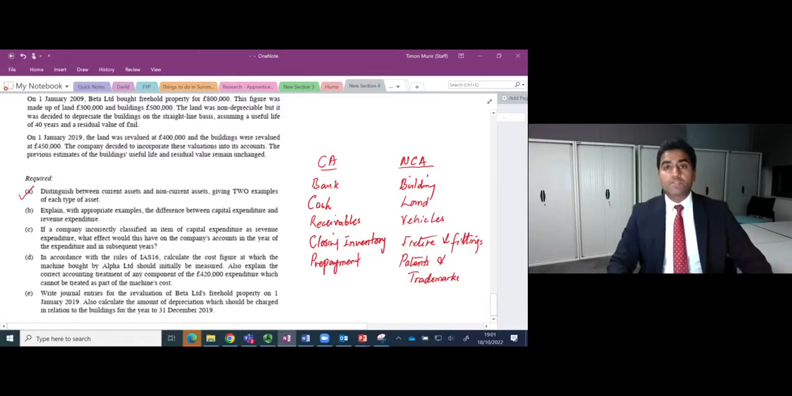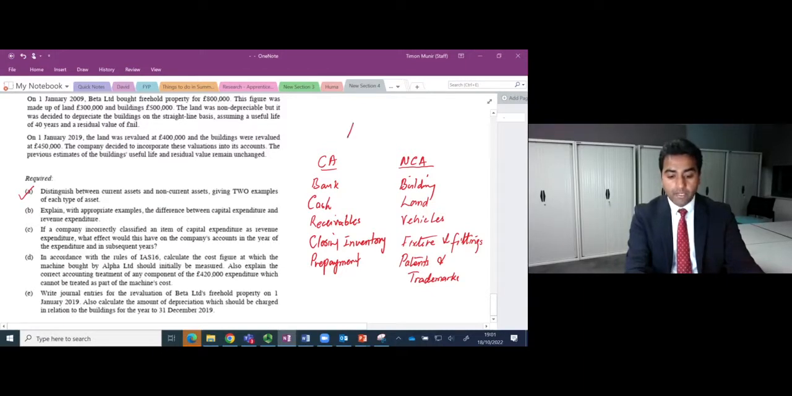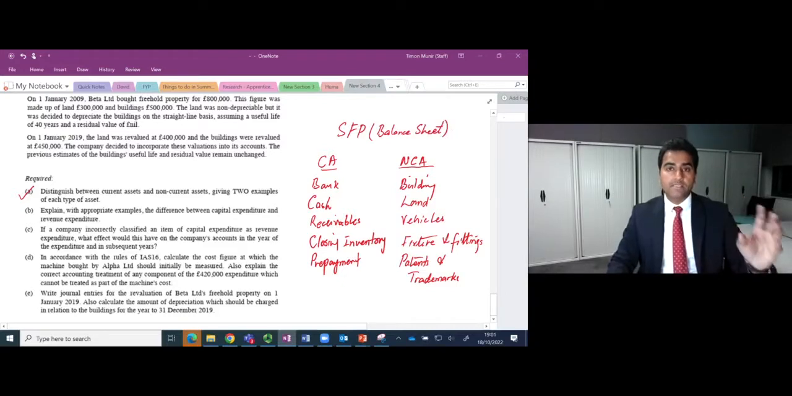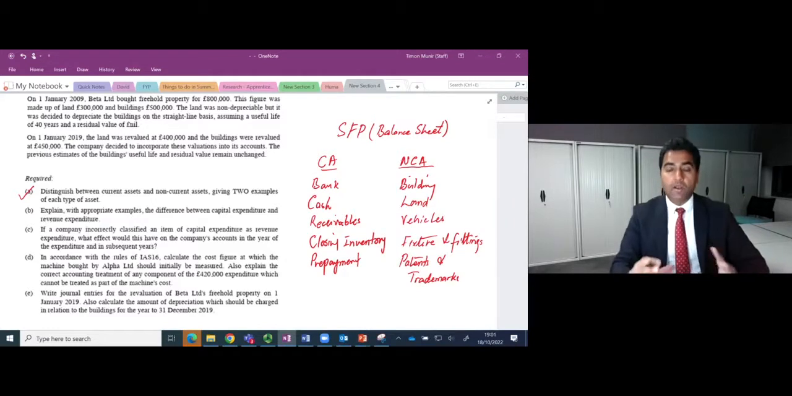So this is the distinction between current and non-current assets, and they all appear in our statement of financial position, which is also called balance sheet. And if you remember the accounting equation, assets are equal to capital plus liabilities. So these are all our assets which will be appearing in the statement of financial position.